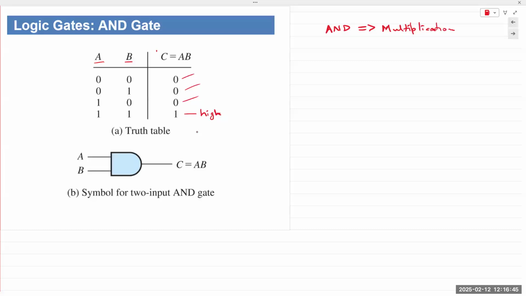Logically, we write C, the output, as A AND B. Arithmetically, we would state it as A times B. Logically, we would write A AND B. So C is equal to A AND B.